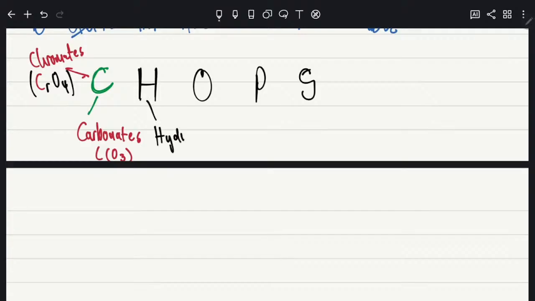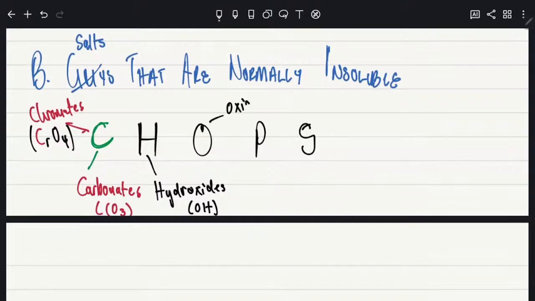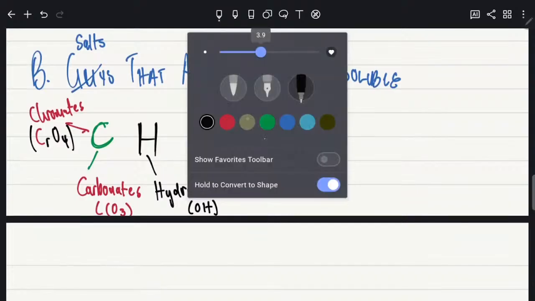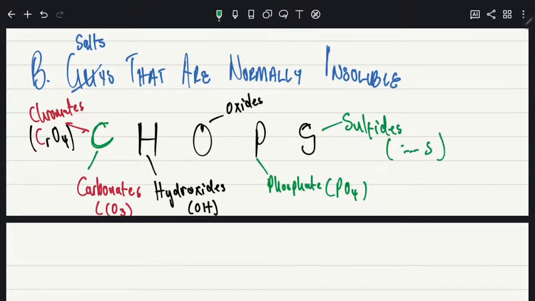This will be hydroxides, which is anything that ends with OH. This would be oxides, most oxides. I'll tell you which ones are soluble. Then these ones are phosphates, things that end with PO4. Then this is sulfides, which is just something that ends with an S. So you write the word CHOPS, you would have put the normally insoluble things.